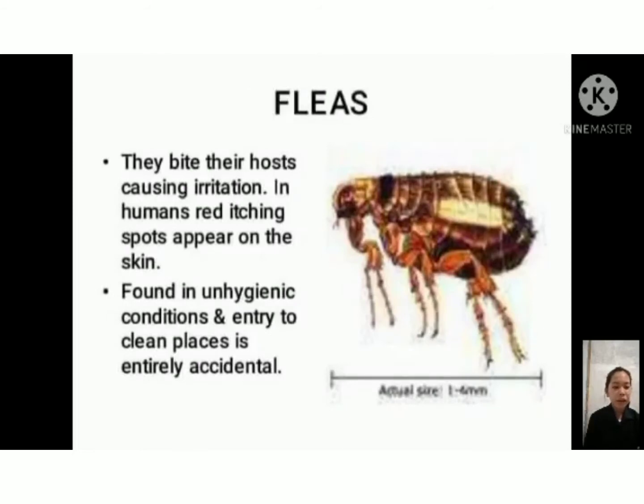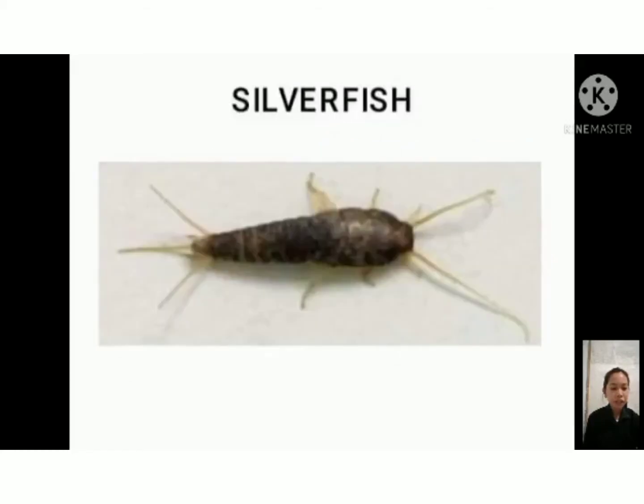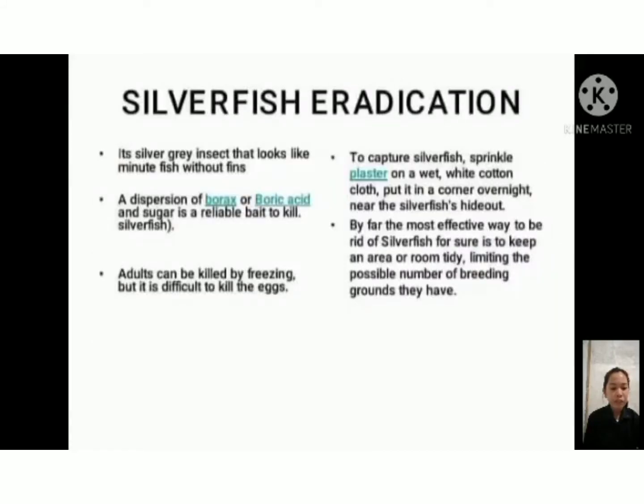Flies bite their host, causing irritation in humans, with red aching spots on the skin. Found in unhygienic conditions, and entry to a clean place is entirely accidental. Silverfish. It's a silver-gray insect that looks like a minute fish without fins. A dispersion of borax or boric acid and sugar is a reliable bait to kill. Adults can be killed by freezing, but it is difficult to kill the eggs.